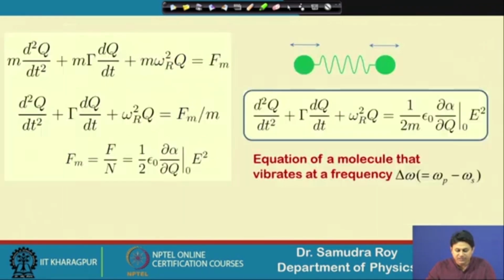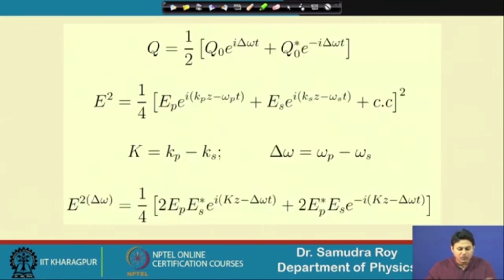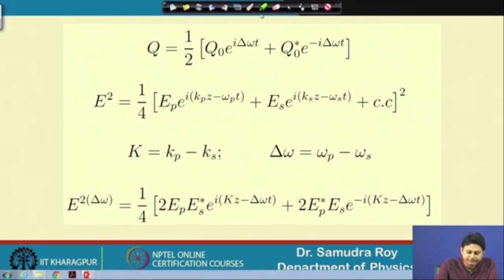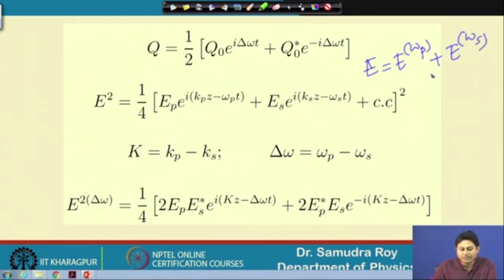The E square information is also important, because on the right hand side we have the E square term, which is a force term. E square is the square of the total field, where E is E of omega p plus E of omega s. When I square that and write the explicit forms of E of omega p and E of omega s, we will get this term.